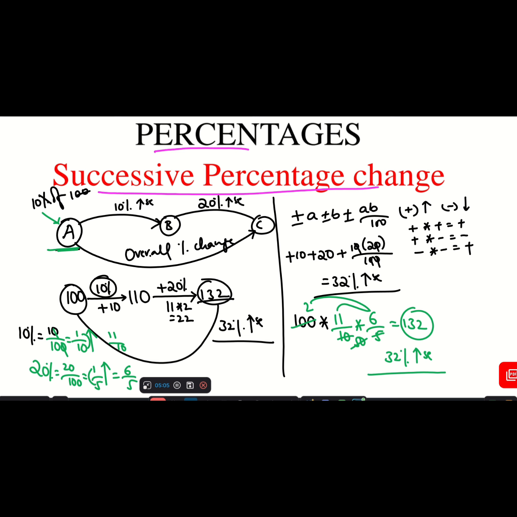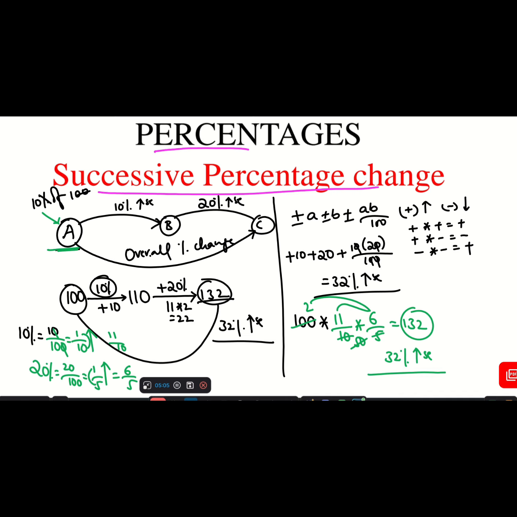So negative in the sense minus A minus B, minus into minus will be positive, and if one is positive and the other one is negative, plus into minus will be equal to 20 into 25 divided by 100, so we are getting minus 10. Minus 10 is nothing but a 10 percentage decrease.